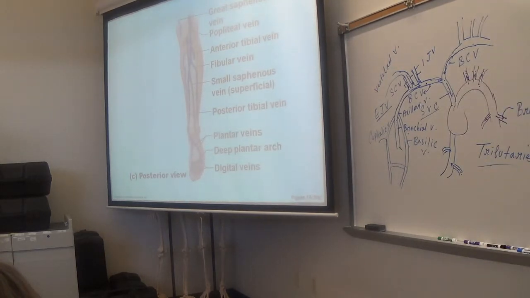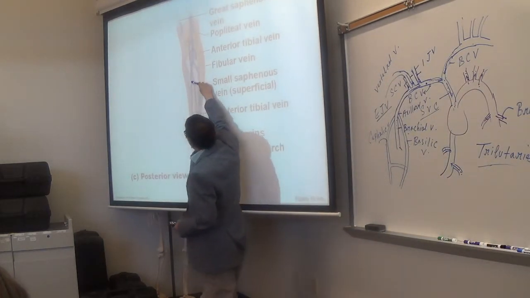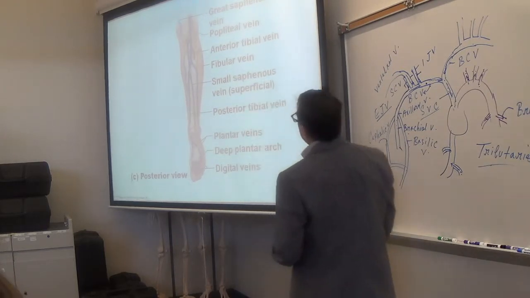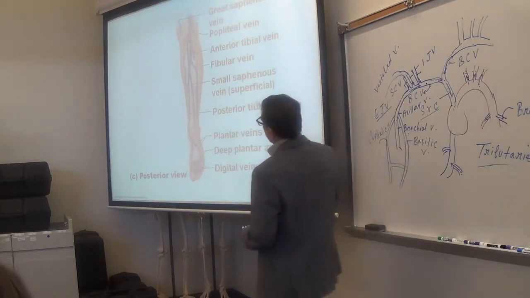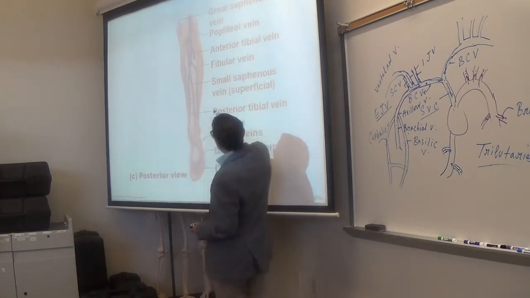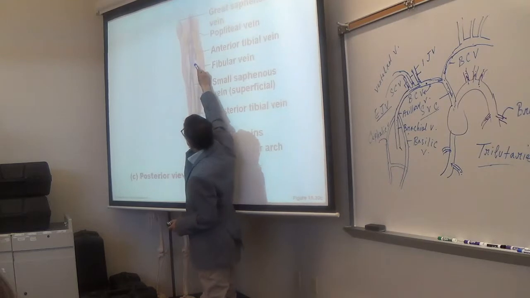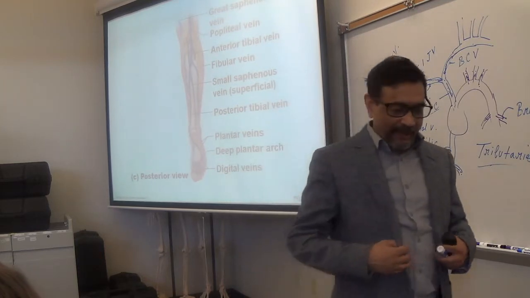Okay. So let's see. Popliteal, in the back of the knee. Then from popliteal, you see small saphenous is the first branch. This one. Small saphenous. Okay. And then popliteal divides into 2. Anterior tibial, posterior tibial. You see. Anterior tibial, and this is posterior tibial. And from posterior tibial, you see fibular vein arises. So those are the veins in your leg.